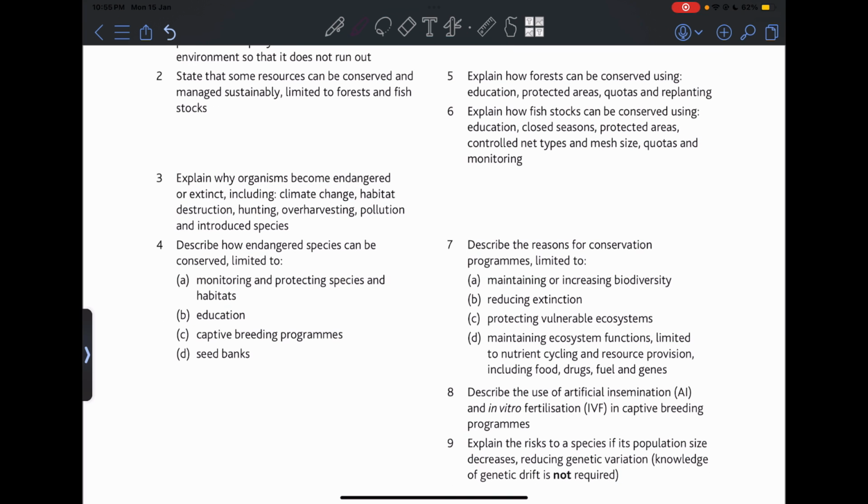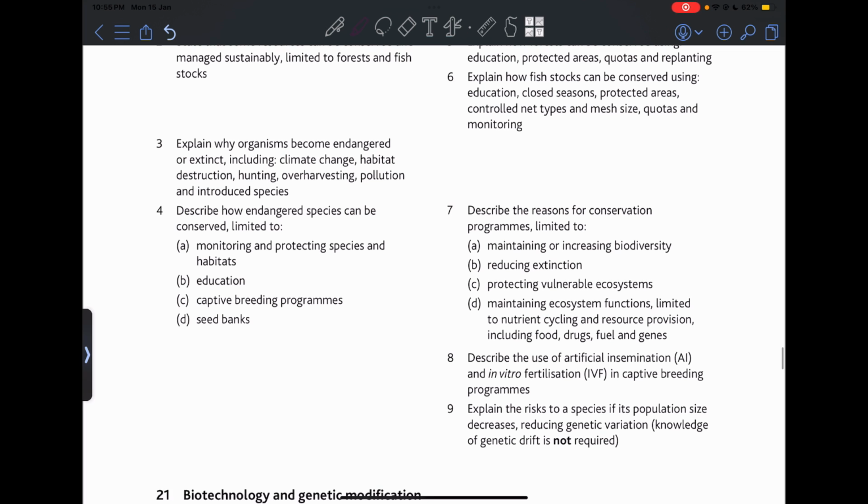So explain why organisms become endangered or extinct, including climate change, which is, for example, if the environment is getting too hot, some animals will not be able to live because they are used to cold weather. Habitat destruction, for example, some trees are cut down, so birds will go extinct because they can't find a place to live. Hunting, overharvesting, pollution and introduced species.